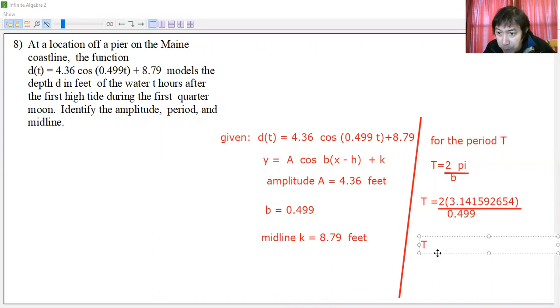So we shall compute first. How much is that? That's 2 times pi divided by 0.499. We get something like 12.59155372. And this will be rounded. We can round this to 12.59.